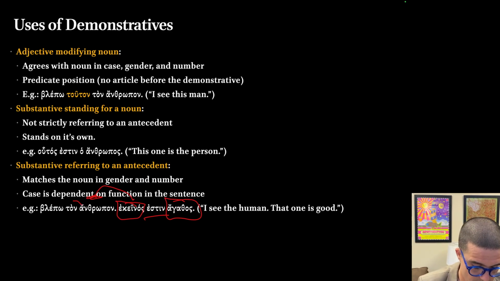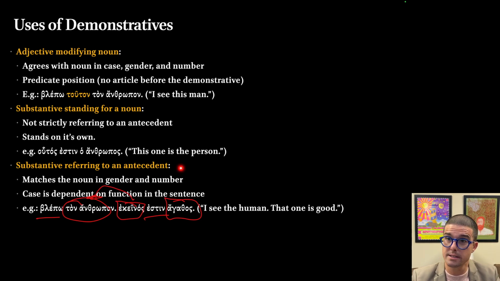This over here is in the accusative case because it's the object, the direct object of the verb see. So when the demonstrative is a substantive standing on its own, referring to an antecedent, it is not necessarily going to match its antecedent in case, but it will match its antecedent in gender and in number.